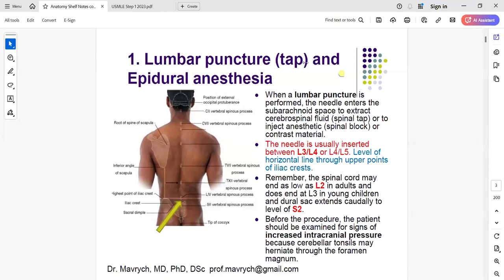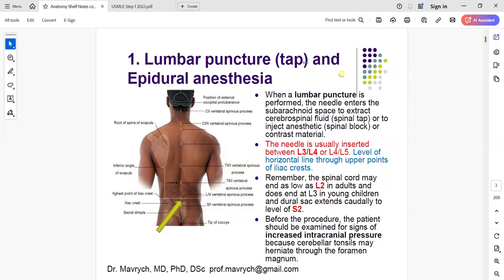If you guys have any question in between, please write it in the chat so that I can answer simultaneously. All right, so the first topic is the lumbar puncture, which is also called a tap, and epidural anesthesia. All of you guys know that lumbar puncture is performed in the subarachnoid space. It is done to extract the CSF, which is also known as spinal tap, or inject the anesthesia, which is also known as spinal block.